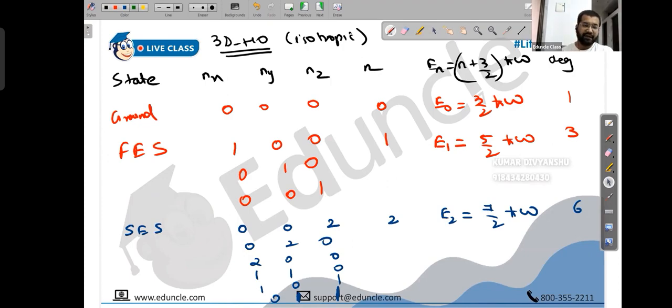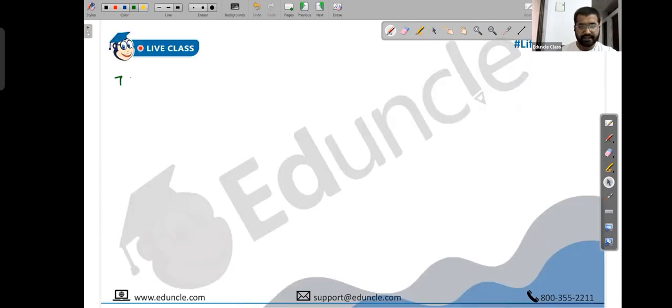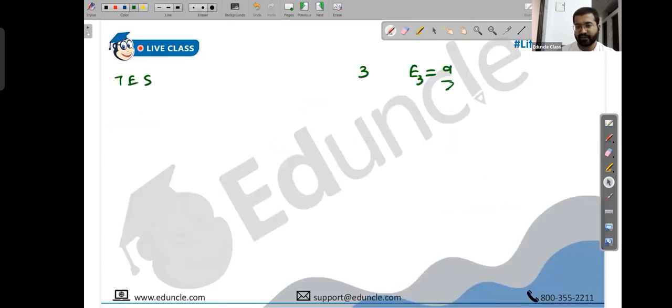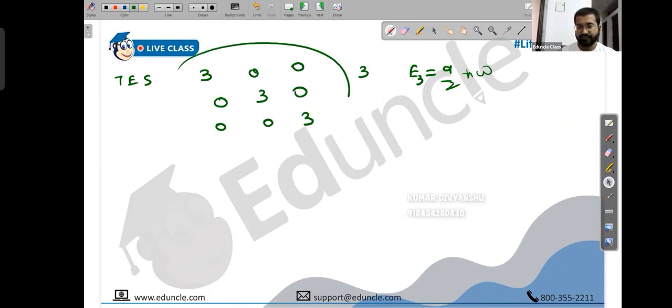Any questions? Yes, sir. Third excited state. The value of n will be 3. The value of En, which is E3, will be 3 plus 3/2, that's 6 plus 3/2, which is 9/2 ħω. Now we have to understand how to write the possibilities. One is 3 0 0, 0 3 0, 0 0 3. One combination done. Another possible pair?